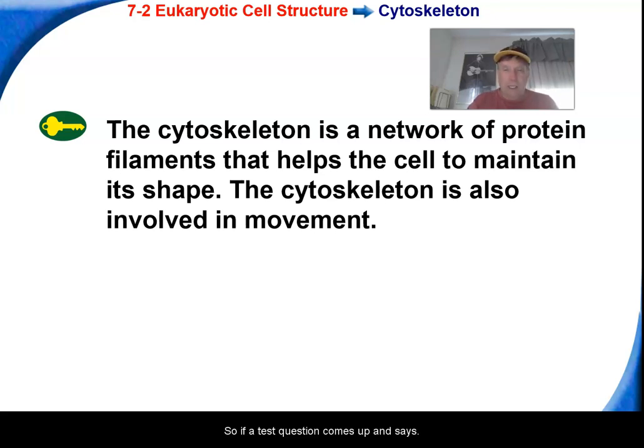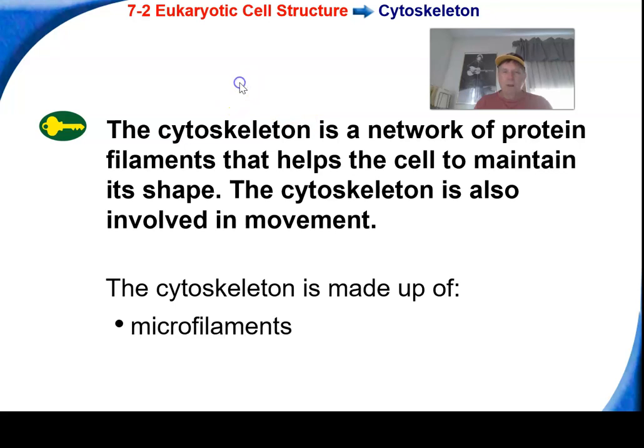So if a test question comes up and says, what kind of role does the cytoskeleton play? Well, it can maintain the cell shape. It can also be involved with movement of the cell. The cytoskeleton is made up of microfilaments, which are thin, and microtubules, which are a little thicker. I'll show you a picture of that.